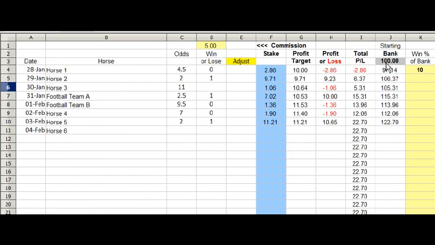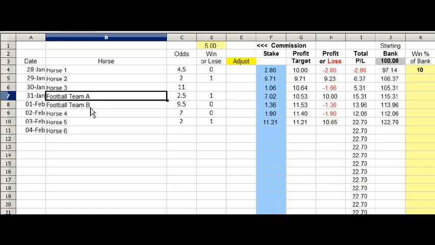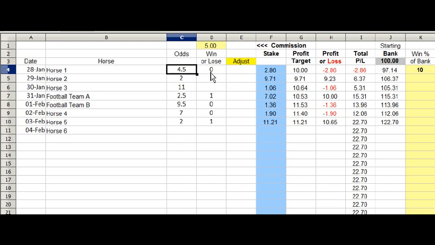We'll start over here on the right hand side and input your starting bank there in column J, and the percentage of your bank that you would like to win, you can set that in column K. Up at D1, enter your commission rate in Betfair. Then start over here, input the date of your event. These are the details of your horses or football teams or whatever else you're betting on. Input your bet odds in column C. If you hit a loser, input a 0 or a blank, and if you hit a winner, input a 1.